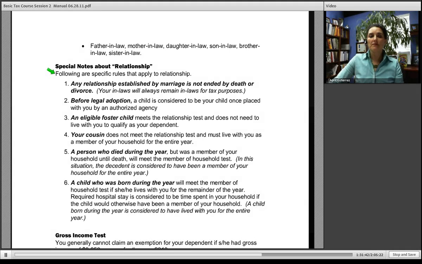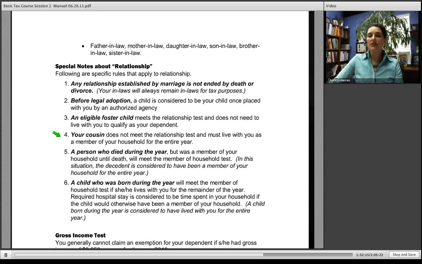Number one, any relationship established by marriage is not ended by death or divorce. So this means your in-laws will remain your in-laws for tax purposes, even in death or divorce. Before legal adoption, a child is considered to be your child once they are placed with you by an authorized agency. An eligible foster child meets the relationship test and does not need to live with you to qualify as your dependent. Your cousin does not meet the relationship test and must live with you as a member of your household for the entire year.